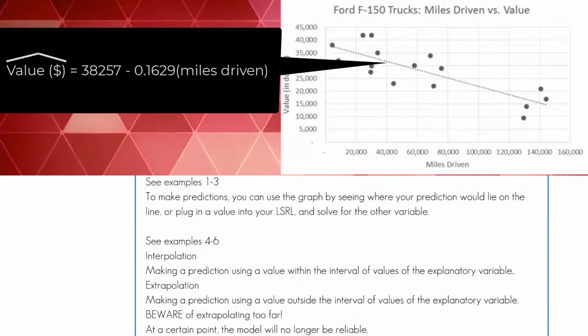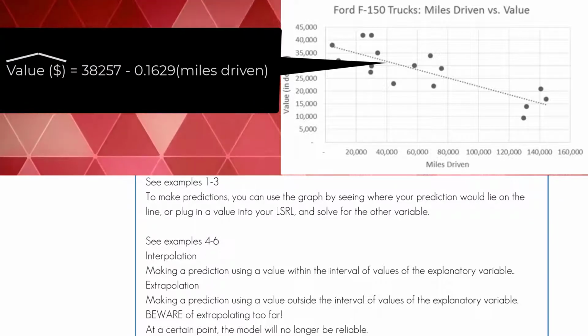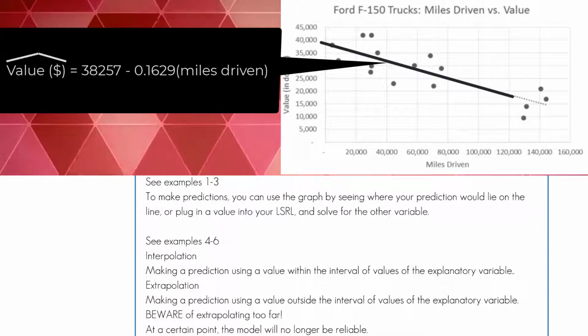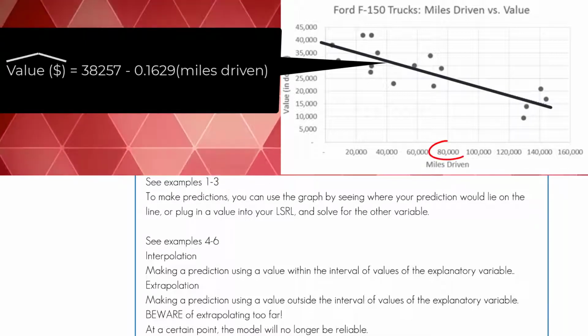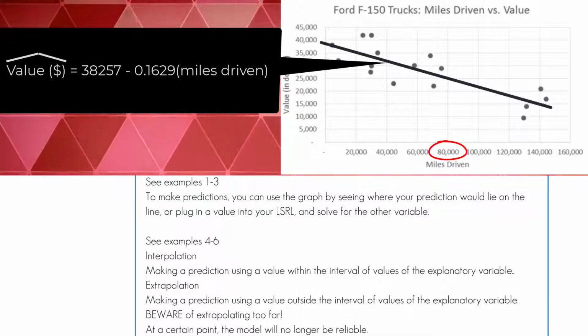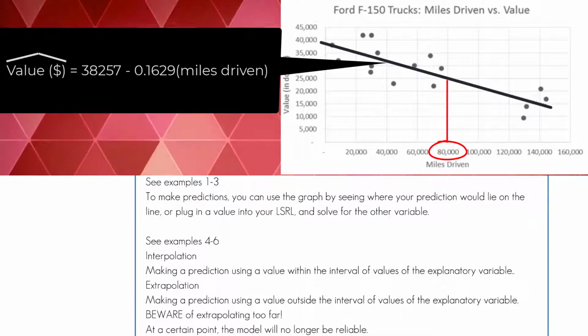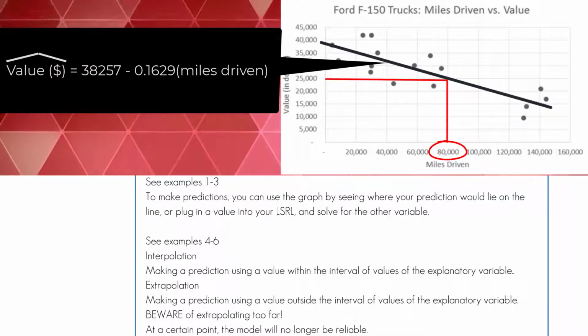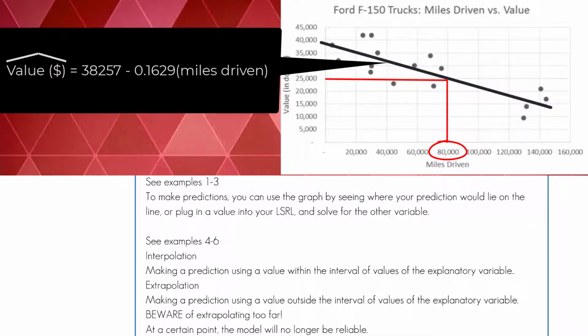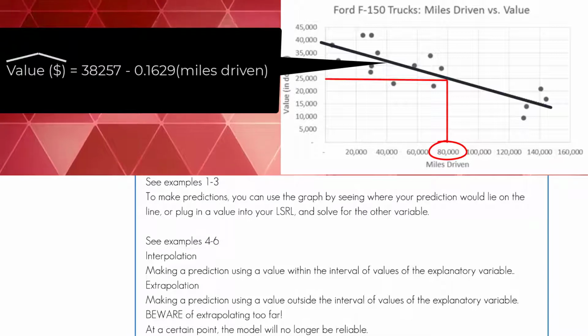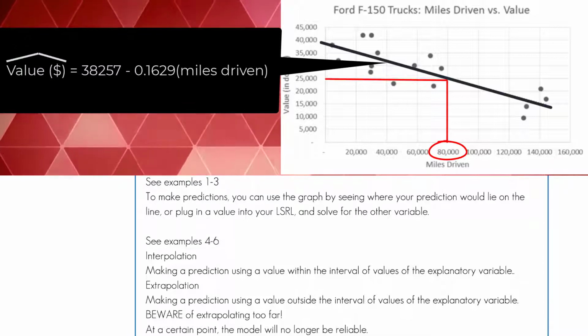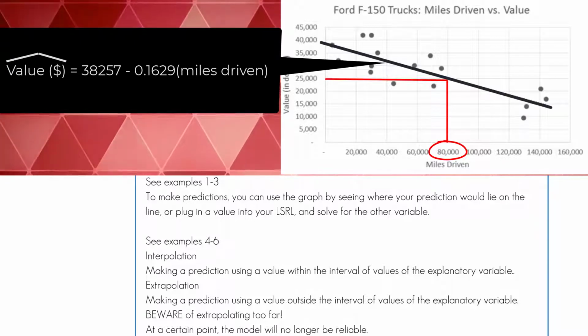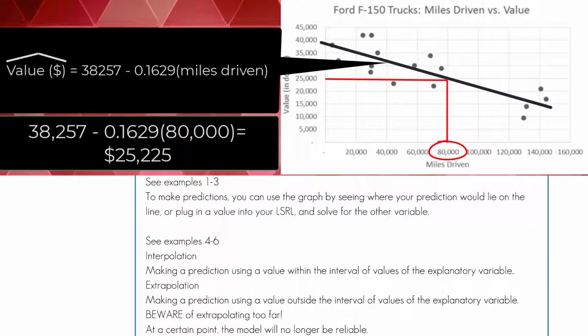To make predictions, you can use the graph by seeing where your prediction would lie on the line. Okay, so let's say I have a truck that's got 80,000 miles on it. If I follow from 80,000 on the x-axis up to where it intersects with that line, and then I go across to the y-axis, I would see that's right around $25,000. That's what I would predict the value would be. If I want to be more precise, I can plug in my x value into the LSRL and solve for the other variable. What's the other variable? Y hat. So if I plug in 80,000 into miles driven into this equation, I will end up with $25,225 approximately. That's making a prediction.